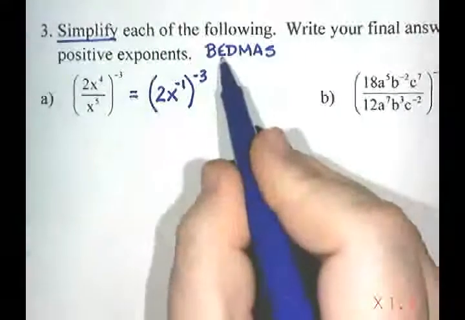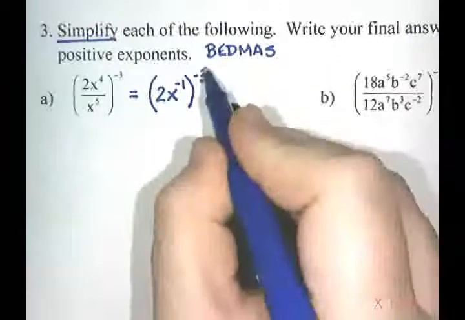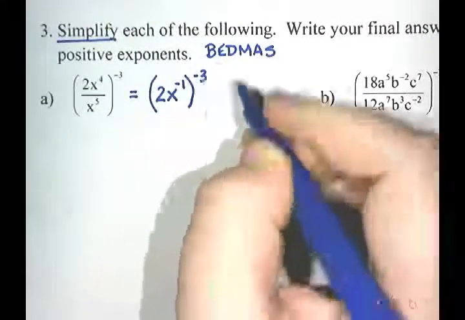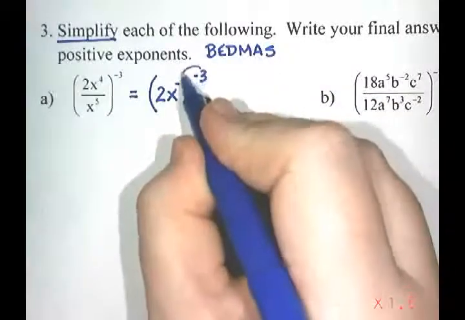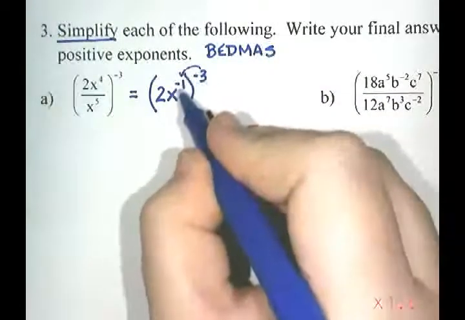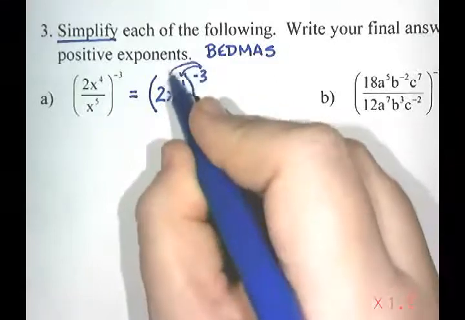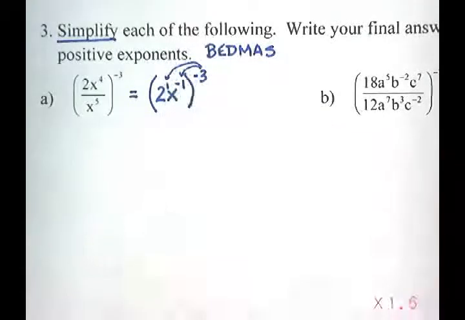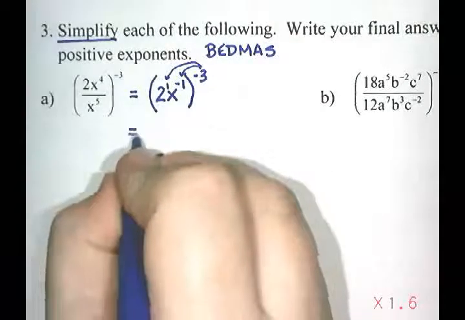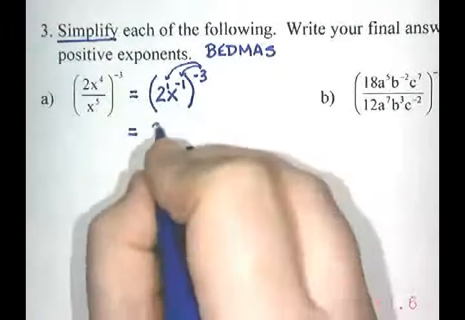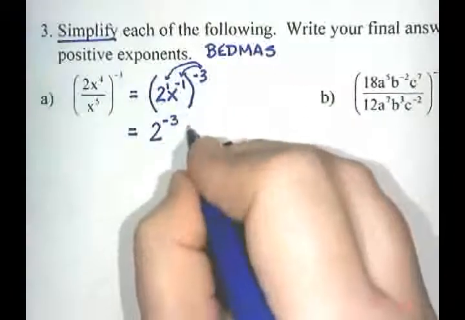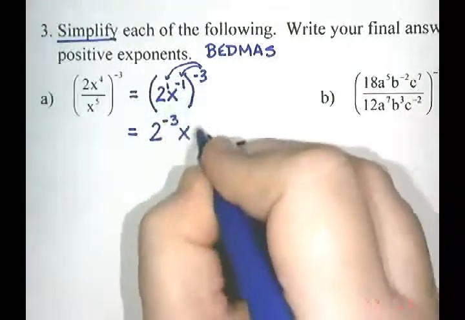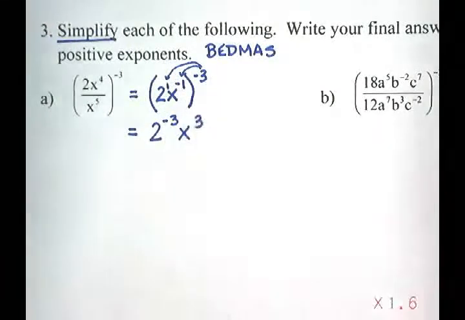Okay, next on our list, we're going to do our exponents. So that's this exponent out here. I'm going to apply this exponent to everything inside the bracket, and we do that by multiplying. So we do negative 3 times negative 1, and we will also do negative 3 times 2's secret exponent, which is a power of 1. So this is going to give me 2 to the power of 1 times negative 3 is negative 3, and then x to the power of negative 1 times negative 3, which is positive 3.